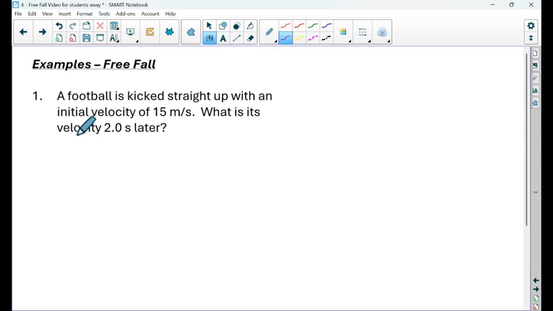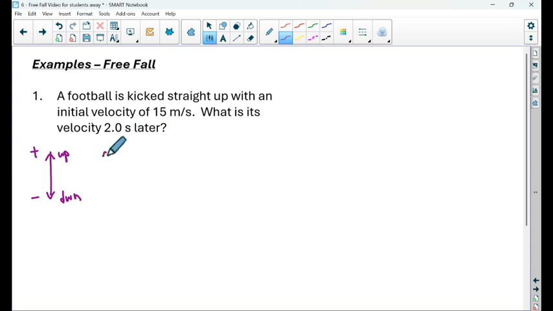First, we got to choose our directions, right? That's always what we do. Football's kicked straight up with an initial velocity of 15 meters per second. What's its velocity 2 seconds later? Let's choose our directions. I'm going to choose up as positive, and I'm going to choose down as negative for this.